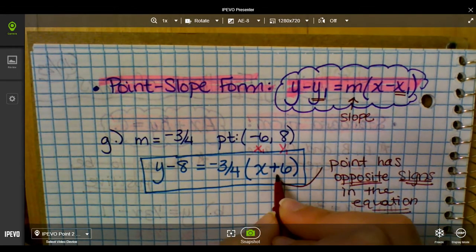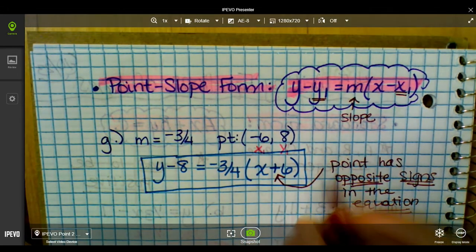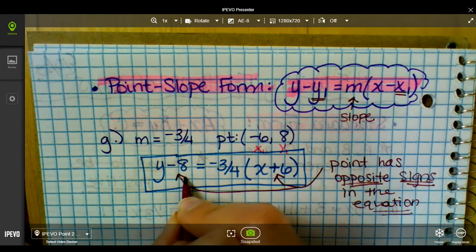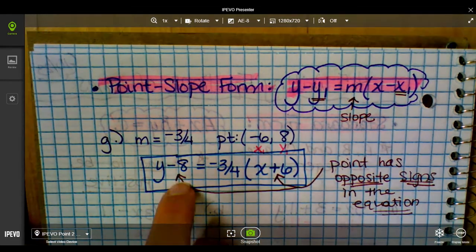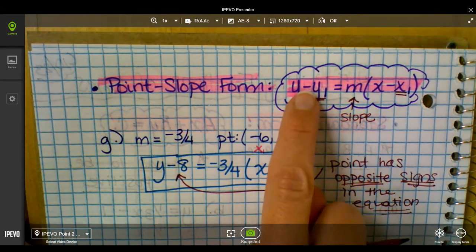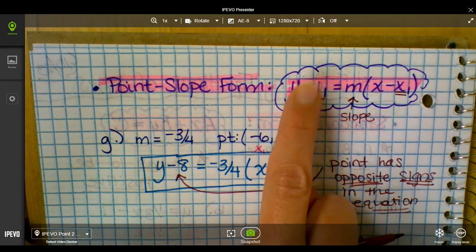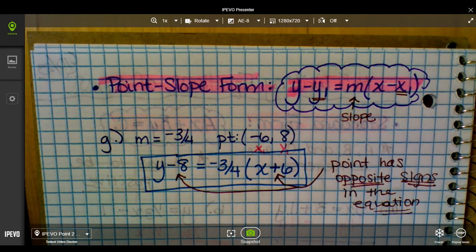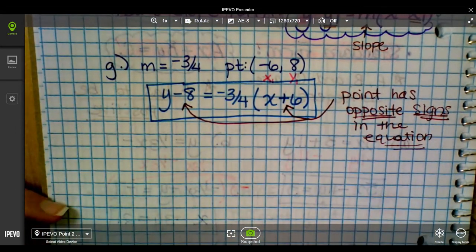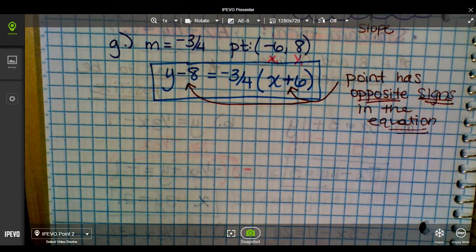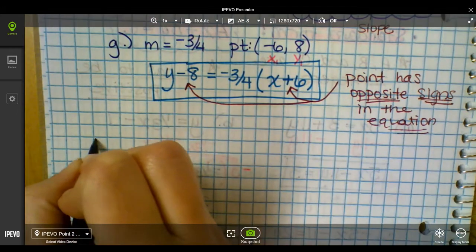Okay, so this 6, even though it looked negative in your point, it's going to look positive in your equation. This 8 looked positive in your point, and it's negative in your equation. They're always going to have opposite signs, and that has to do with these negatives. They just make the signs the opposite, just like when we multiplied by that -1 in the example not too long ago. Okay, let's get to the beef of this situation.